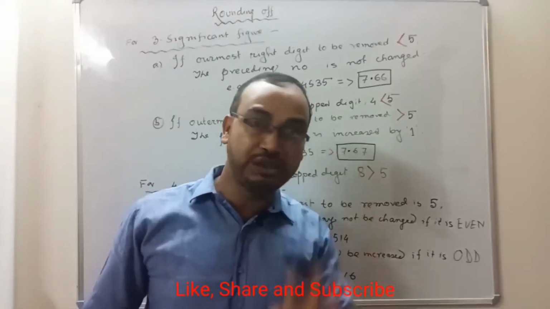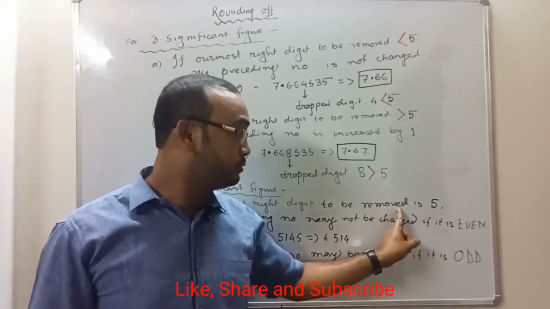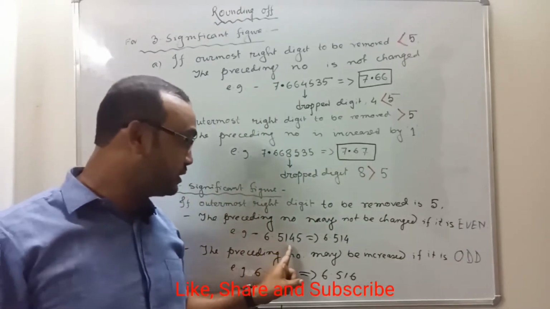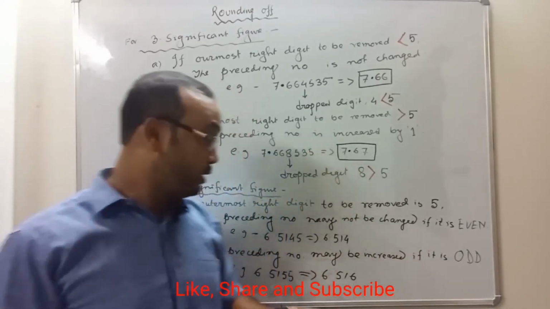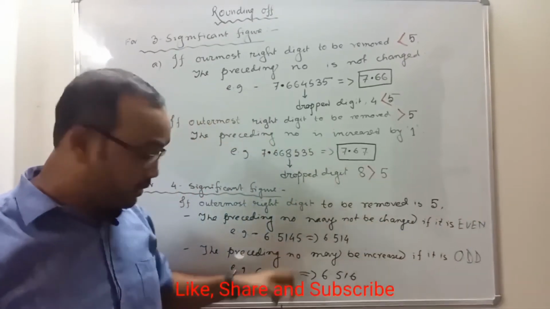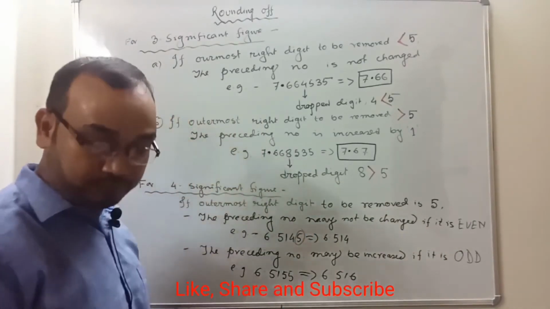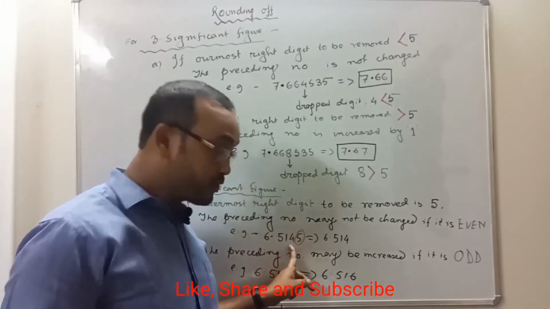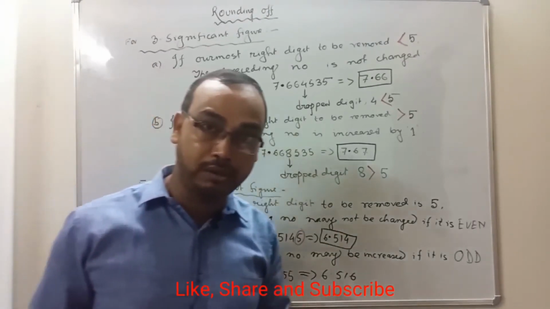Now, if we take 4 significant figures, now the outermost digit to be removed is 5. And for 4 significant figures, if the outermost digit to be removed is 5, the preceding number may not be changed if it is even. This 5 will be dropped. Because of this drop, its preceding number, which is 4, is even, so there will be no change. That is, 6.514 will be there.